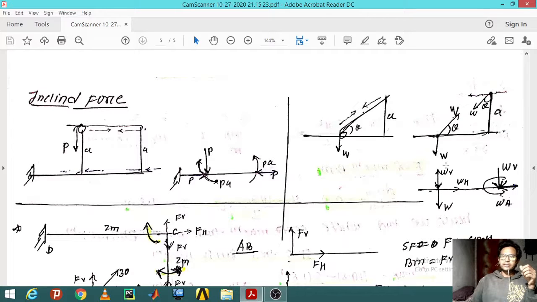In this diagram, the force is going to act on the cantilever at a certain distance, and because it acts at a certain angle, it will create two kinds of forces, one horizontal and one vertical. Due to the inclined force, one moment is also going to act. The components are W cos theta and W sin theta. W sin theta is going to act along the cantilever beam, but W cos theta is going to act perpendicular to it.